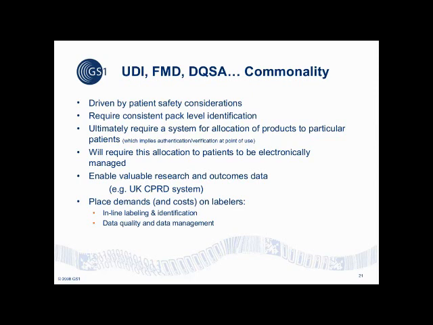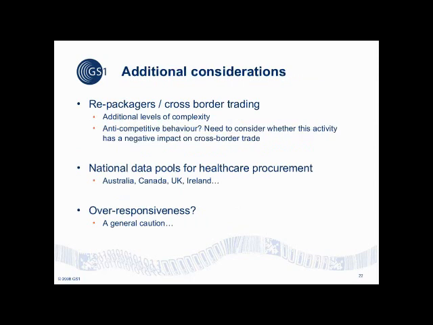So the opportunity for that, of course, places some demands and costs on the people who are making the products and labeling them. And inline labeling and identification, clearly a big deal. And for me, the key behind that is data quality and data management. Additional considerations, which we'll just skip through quickly: repackaging and cross-border trading. We have to consider anti-competitive behavior. Is anything we're doing here designed or likely to have a negative impact on cross-border trade? While it might be appealing to try and have a negative impact, it is apparently illegal to try and have a negative impact. So that's a consideration which needs to be borne in mind.